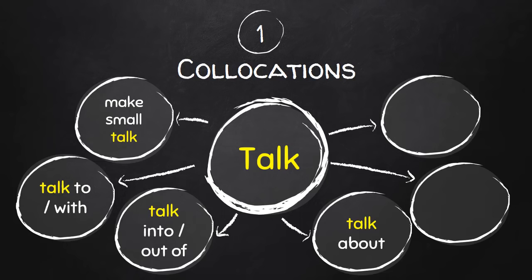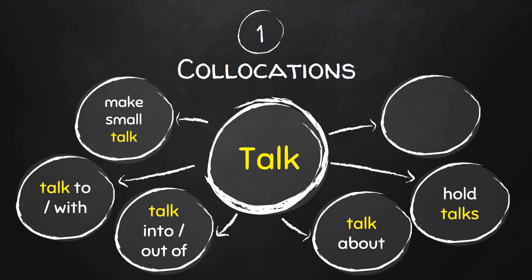Next, talk about. So we don't use talk and then a noun. We need something after it. We can use talk to or talk with for a person, and then talk about for a subject. To talk about sports, talk about the news, etc.